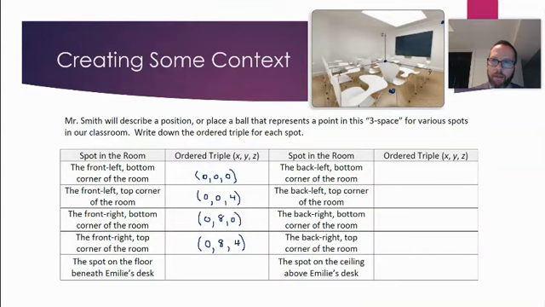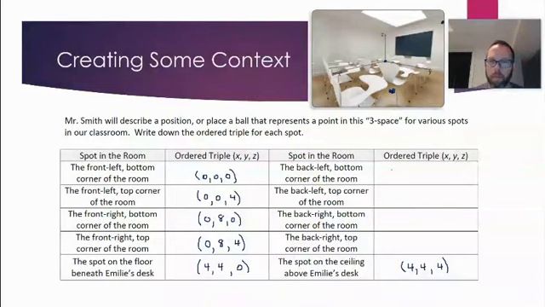Emily sits kind of in the middle of the class, so answers may vary here, but maybe she's like 3 or 4 meters from the front, and maybe 3 or 4 meters from the wall, and then on the floor beneath her desk would be 0. I might actually do the same one here on the ceiling. It would be 4, 4. That's where her room location is, X and Y, but the ceiling would be 4 as well.